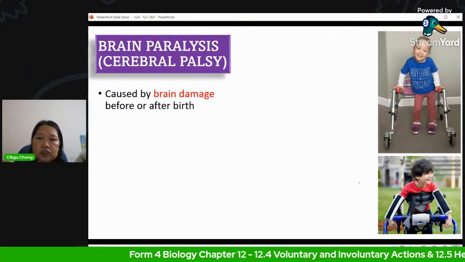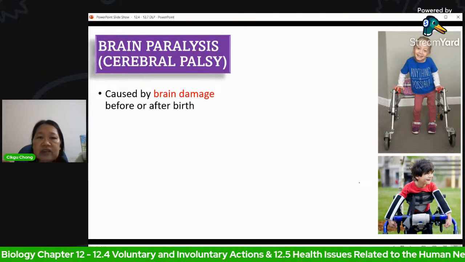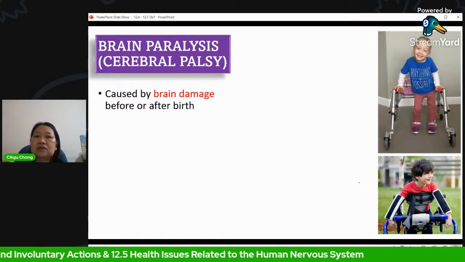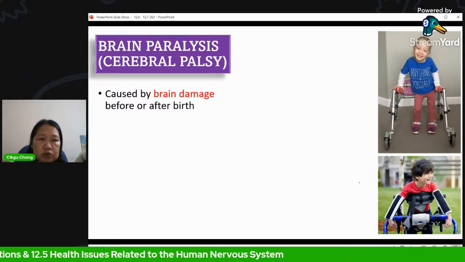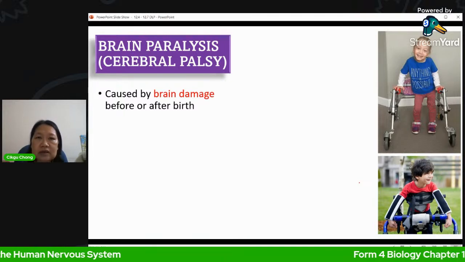It's because she had meningitis. She had a high fever, and after that she developed convulsions and all that, and after that she had cerebral palsy. Okay, so it's very unfortunate, but she was very smart. She's very smart. She's still alive. She's very smart, and she scored flying colors for SPM.